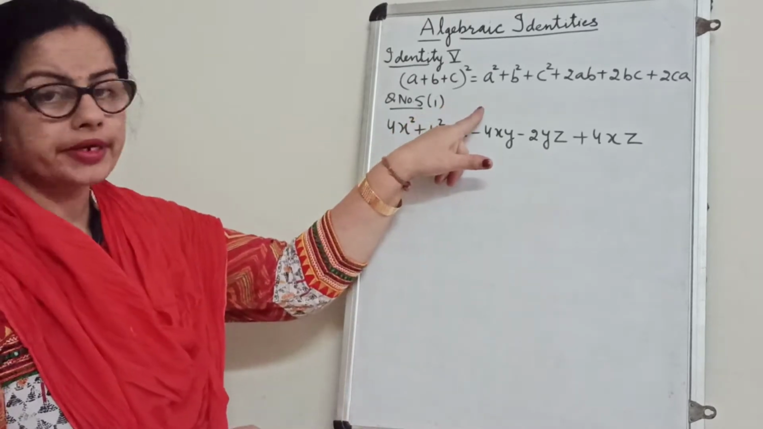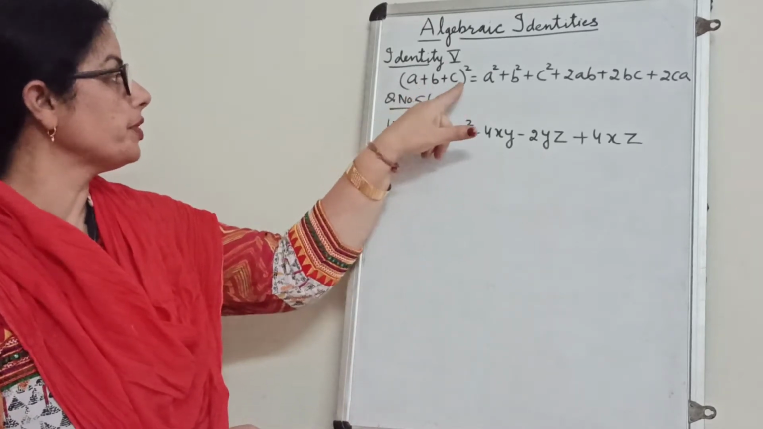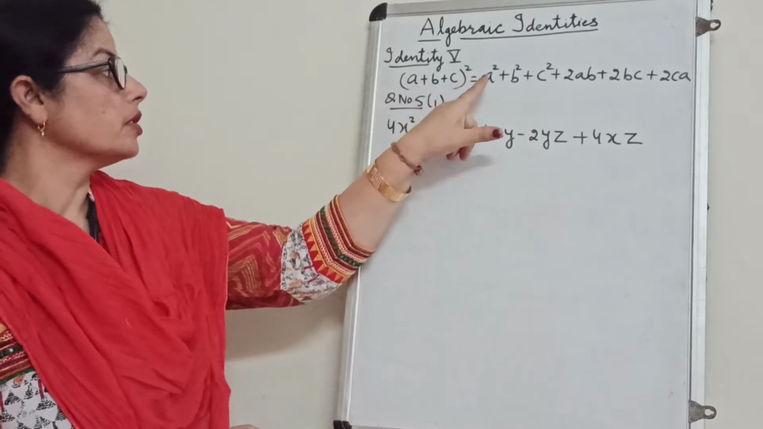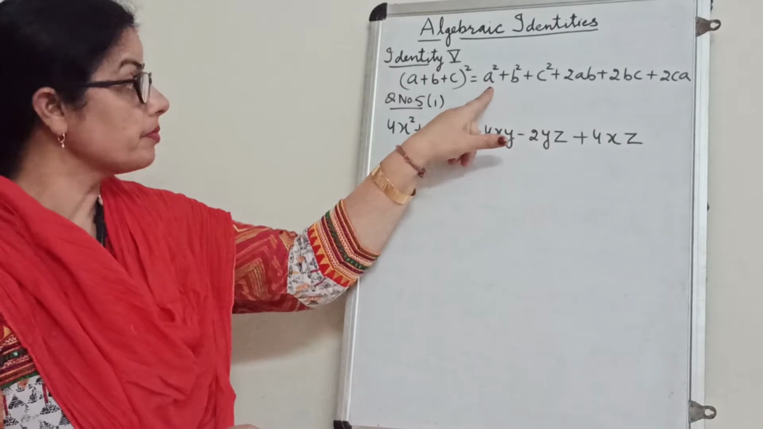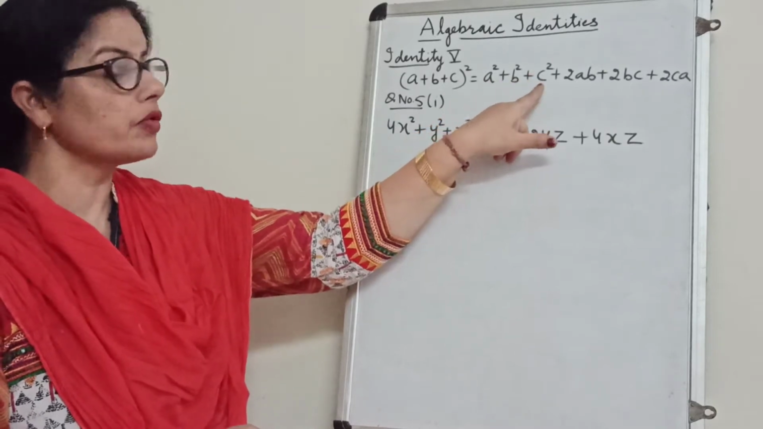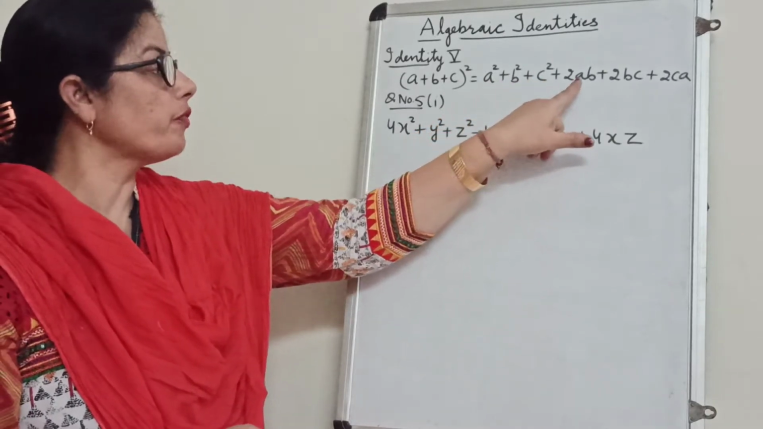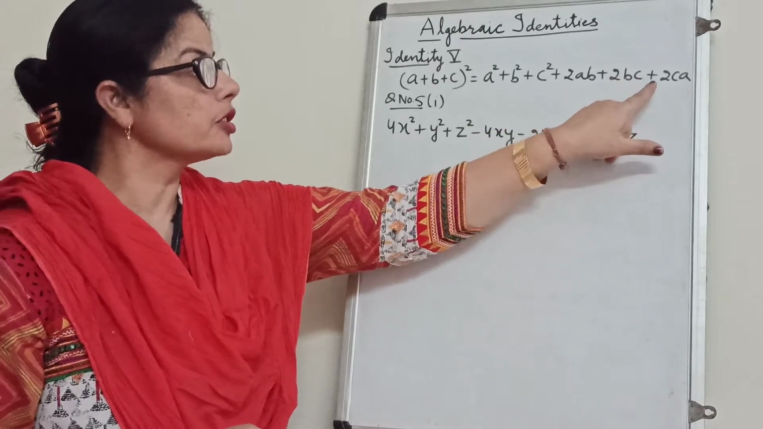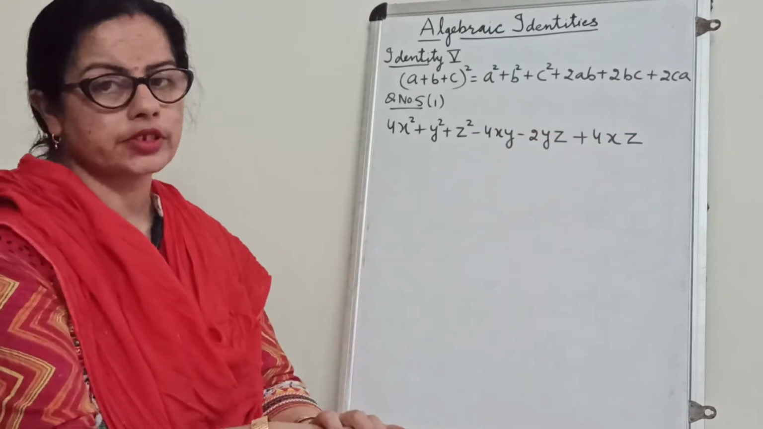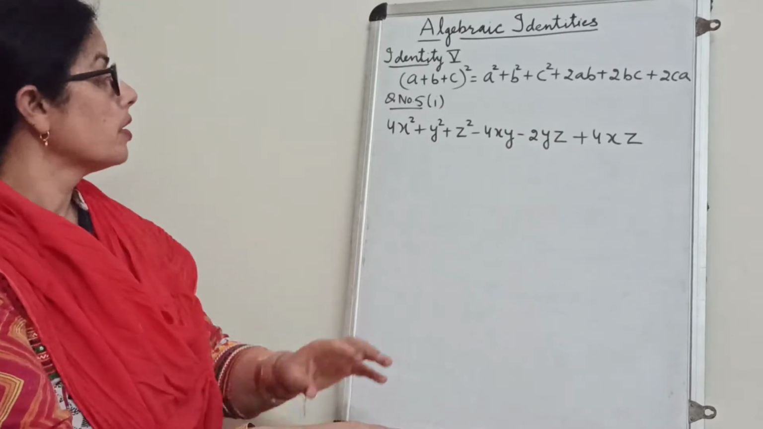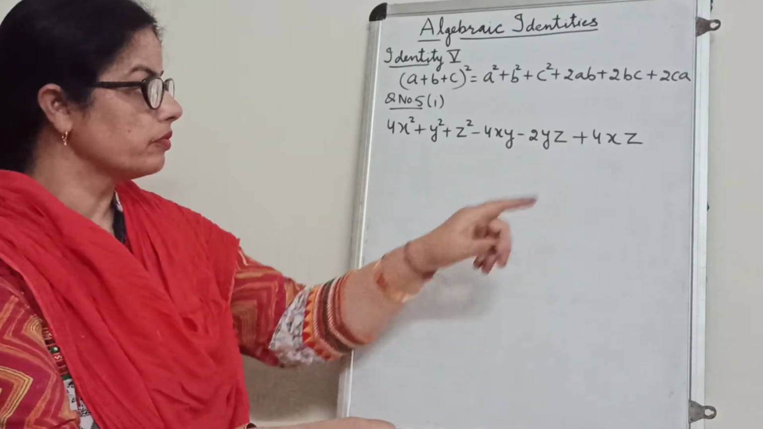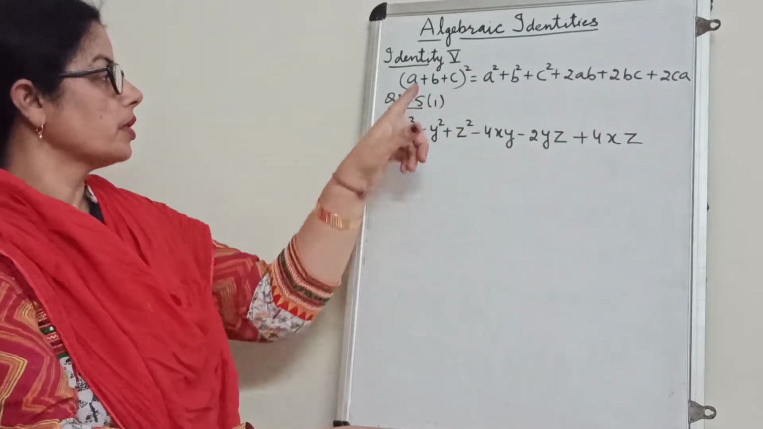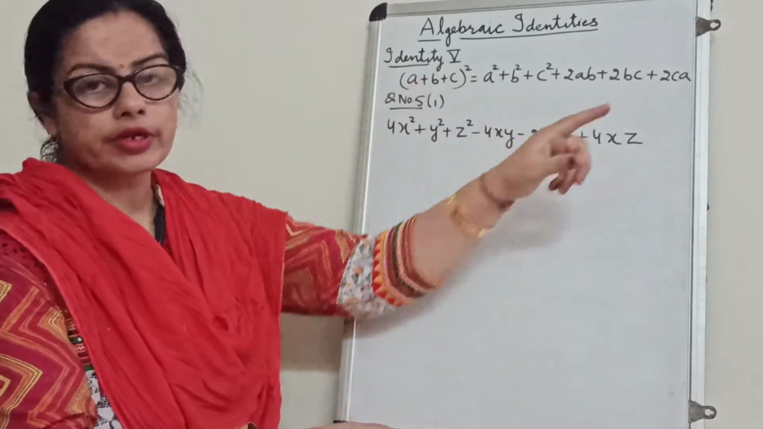Five identities I have explained, and the fifth identity, which we did yesterday, is that the square of a trinomial is equal to the square of the first term plus the square of the second term plus the square of the third term plus 2 into first term into second term plus 2 into second term into third term plus 2 into third term into first term. See how many terms there are? 6 terms. The square of a trinomial means 6 terms will be there.